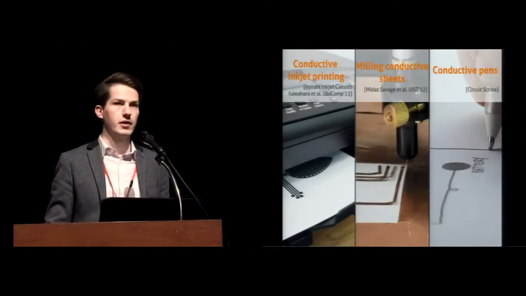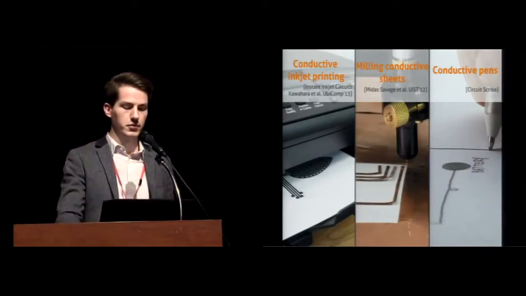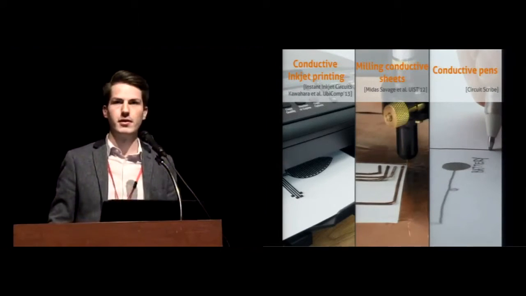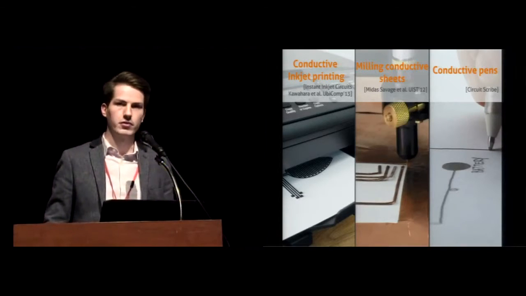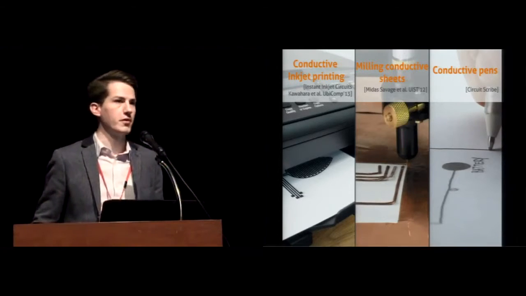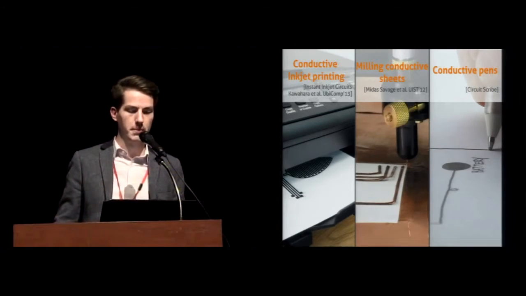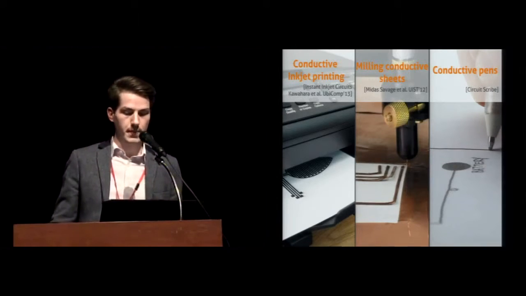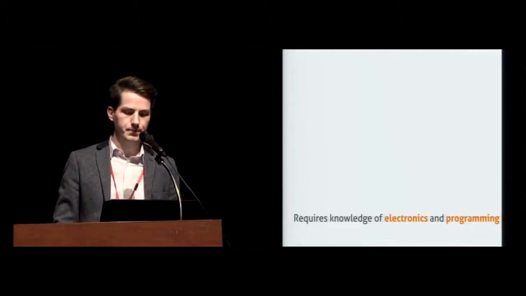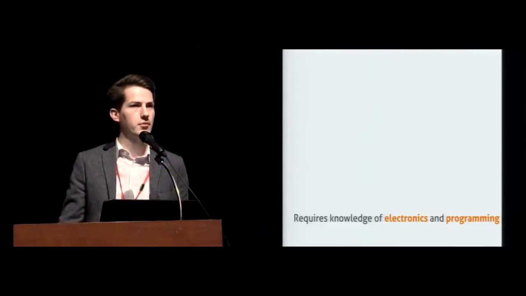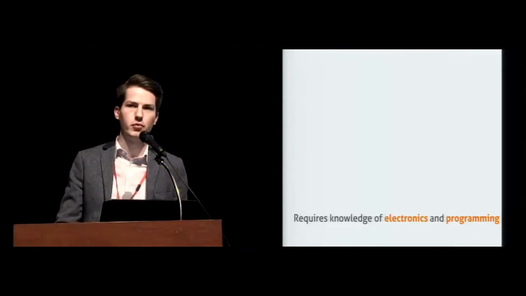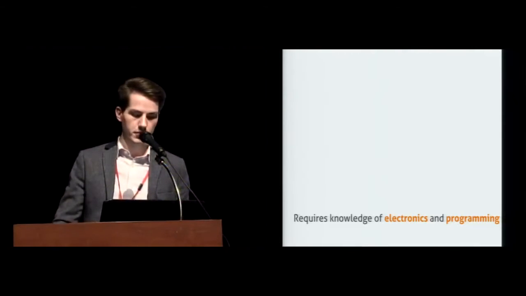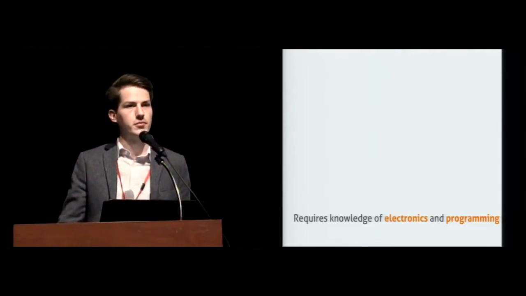And when we look on the technology side, we see that there's a wide variety of technologies available to make electronic circuits on paper, like conductive inkjet printing, which you can use to very precisely print conductive circuits on paper. We have milling machines to cut traces out of conductive sheets, and we have conductive pens to draw traces manually on paper. But when we look at the people who regularly work with paper, like designers who create posters and invitation cards, for example, they often don't have a background in electronics and programming to make paper interactive.